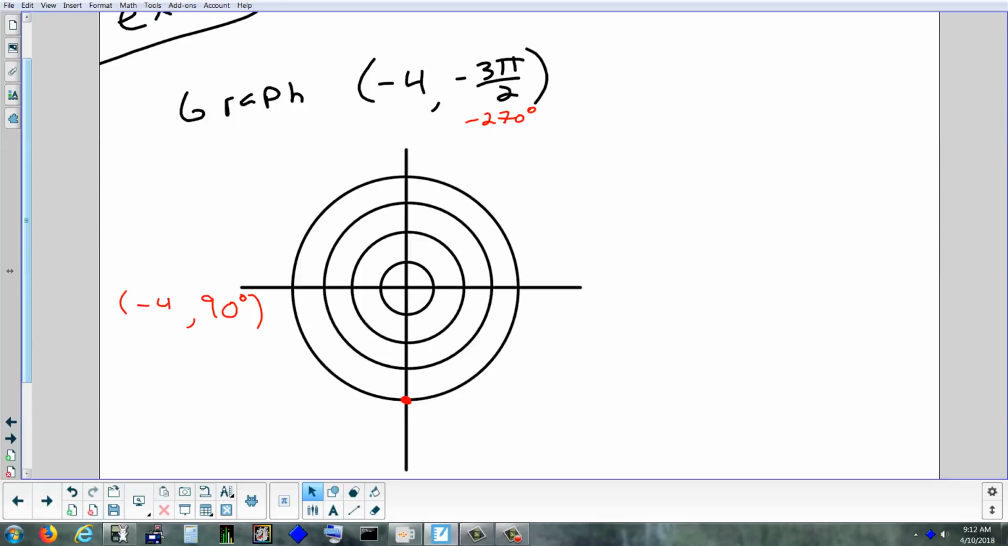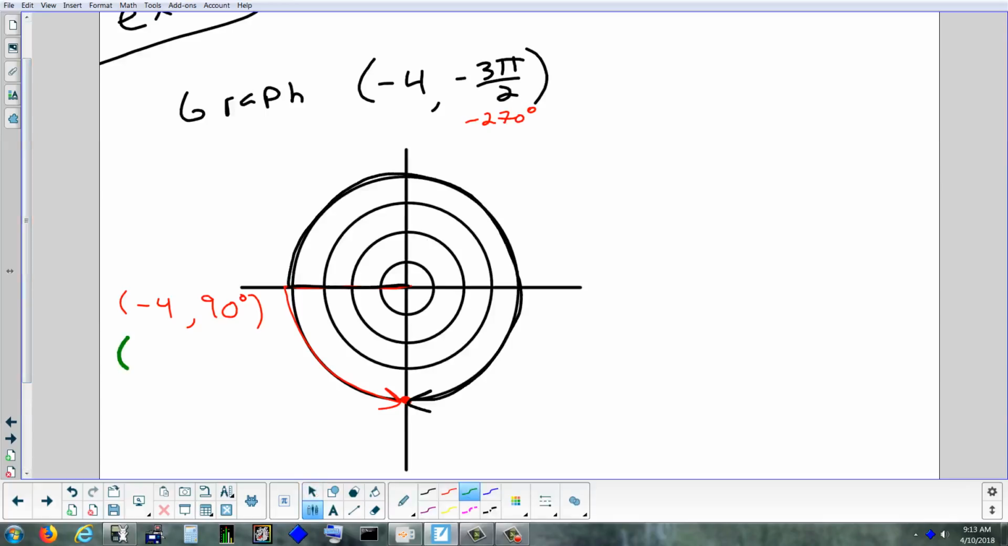Yeah, this would still be -4 and 90. So what we're doing this time, I'll draw it in different colors. -4, 90. Okay. The one I did in black, that was -4, -270.